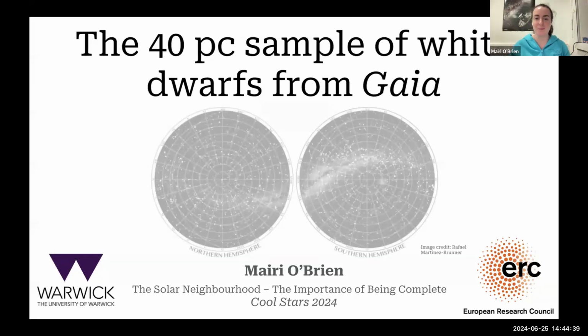Right, so yeah, my name's Mairi O'Brien. I'm a PhD student at the University of Warwick in the UK, and I'm going to be talking to you about my work on the 40 parsec sample of white dwarfs that we got from Gaia.